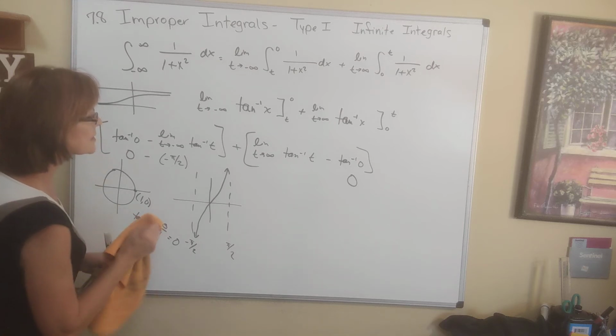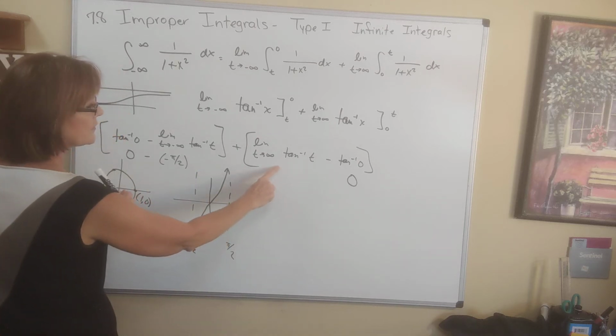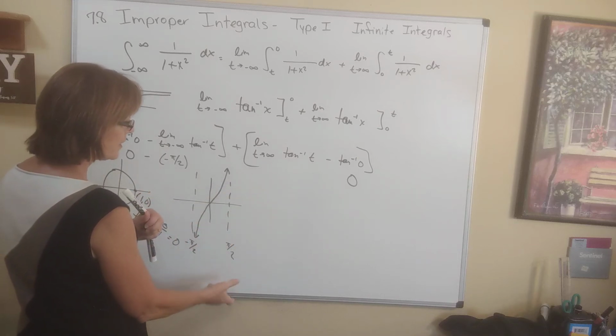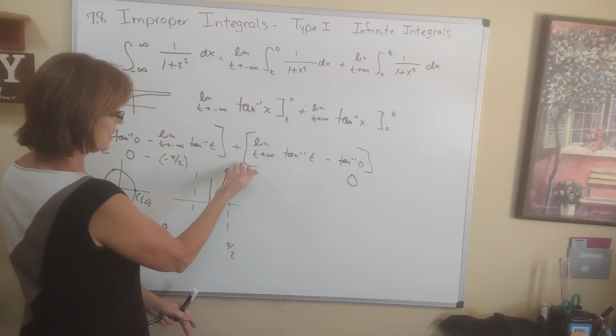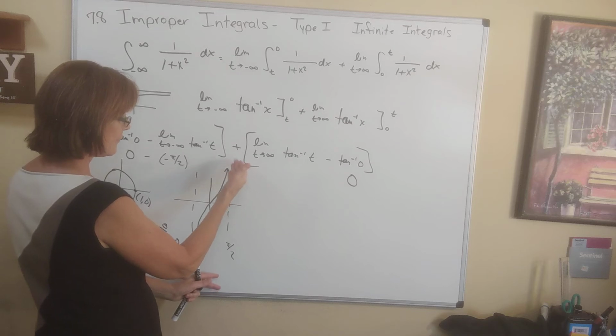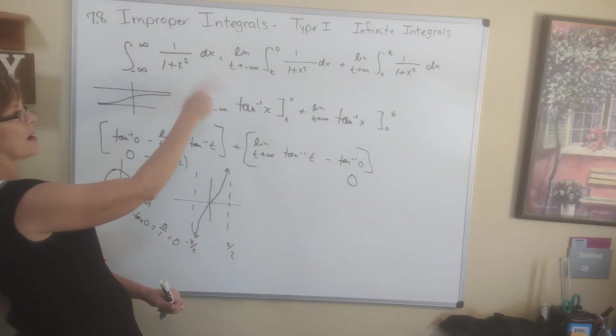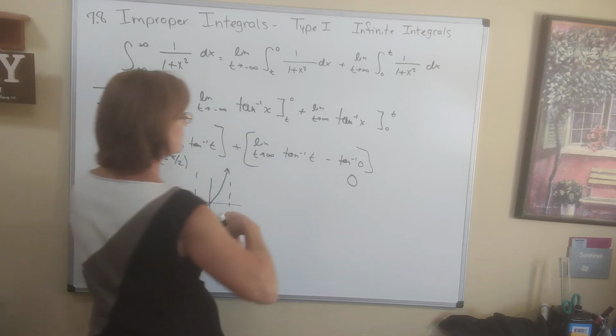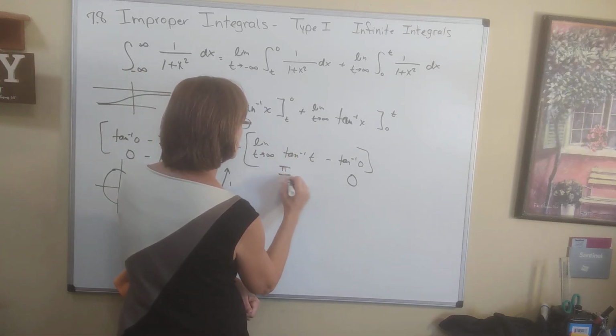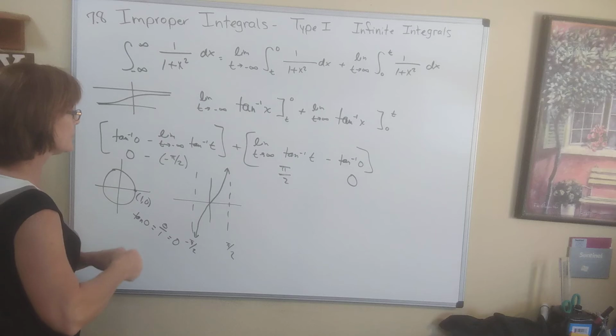So if we look at this, as t goes to positive infinity, what angle value gives me a tangent value of positive infinity? That's going to be pi over 2. Also, you get that here. As x goes to positive infinity, it's approaching pi over 2. So this one's going to be pi over 2. All right, that's what we get for those values.